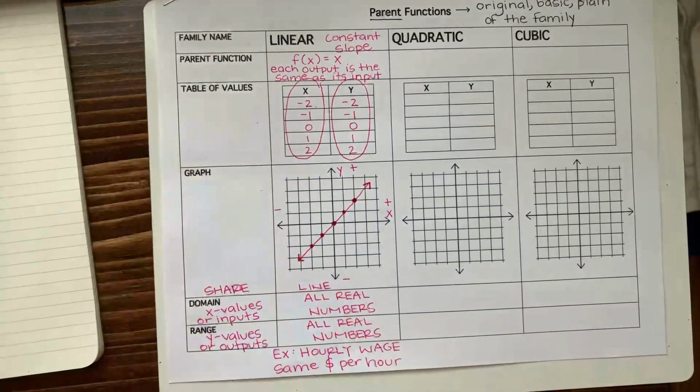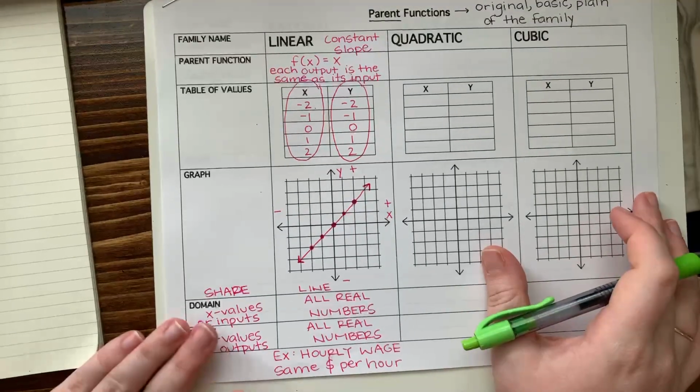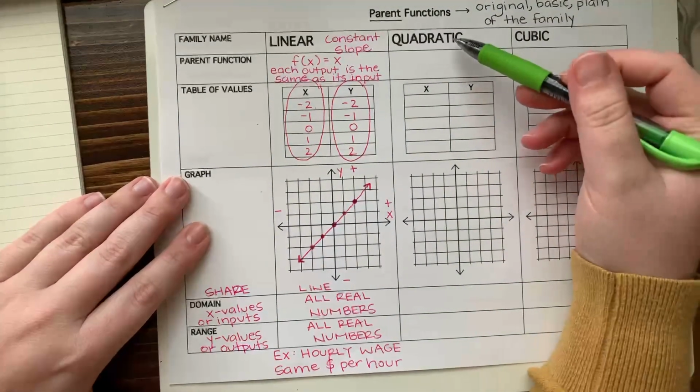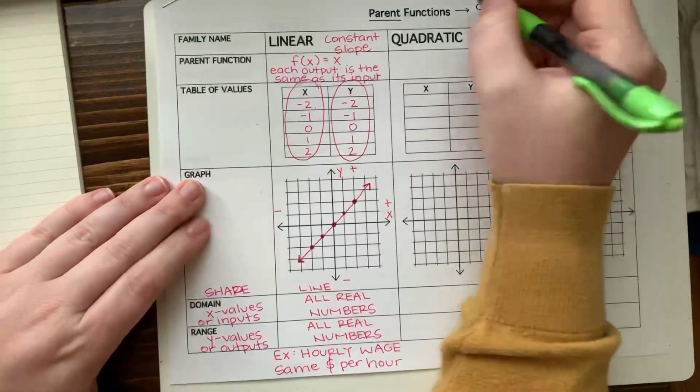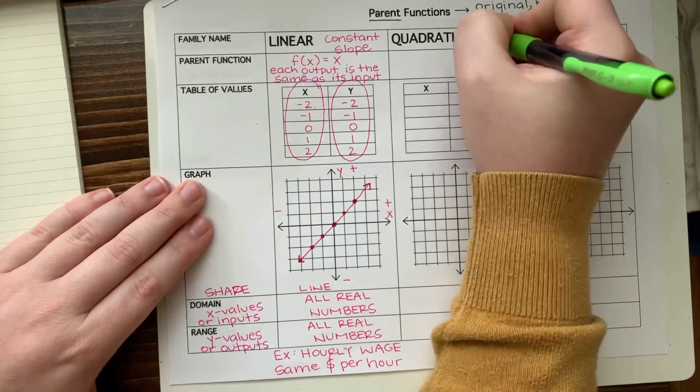Okay, so you want to make sure that you're taking notes on these yourself. Next, the next one we're going to look at today is the quadratic graph. And the way that it's different from a linear is that it has a changing slope.